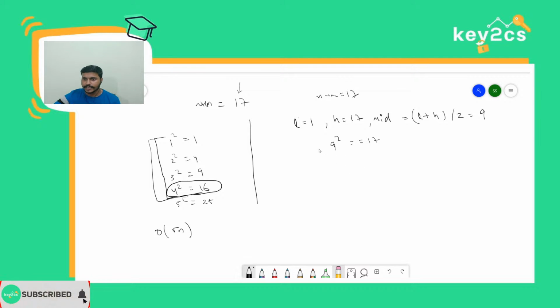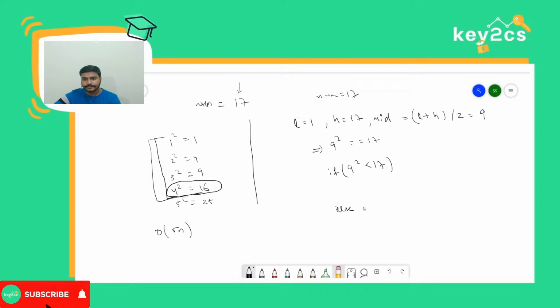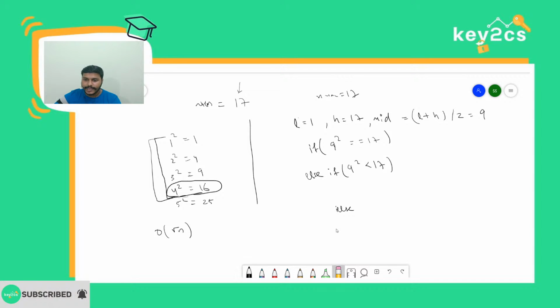Three things you have to check. If 9 square is equal to 17, you say yes, it is a perfect square. Otherwise, you check whether 9 square is less than 17. No, it is not. So this is one condition, if, then else if 9 square is less than 17, and else, that means 9 square is greater than 17. So three cases here.